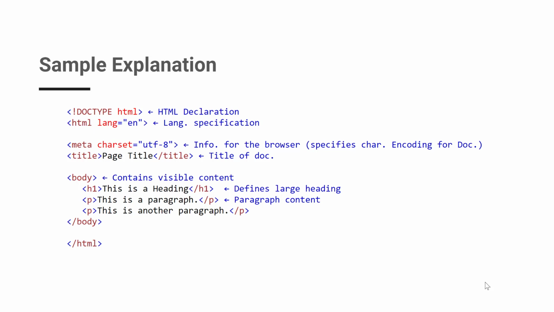So this contains our visible content, and here we are seeing a large heading that we're specifying and then paragraph content that we're wanting. So we have a heading, a paragraph, and another paragraph. And then lastly, we close this all off with our closing HTML tag.